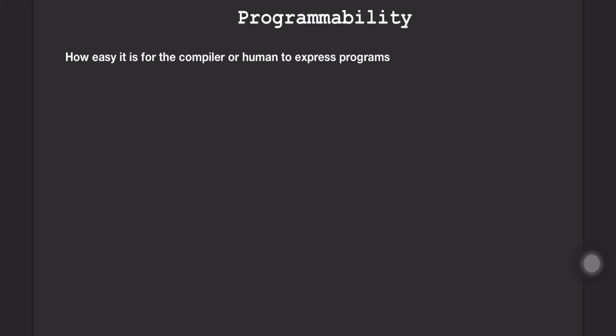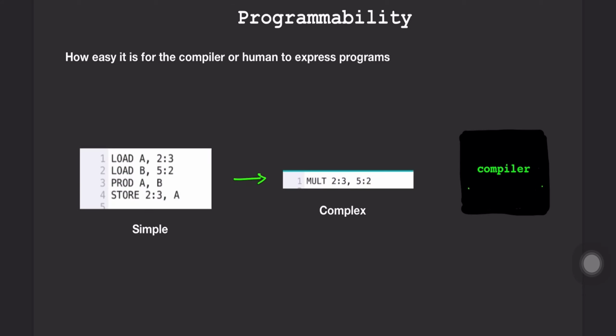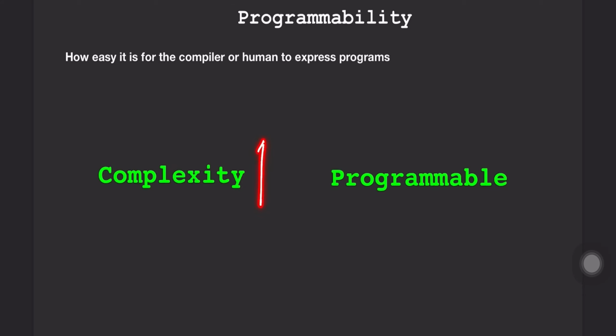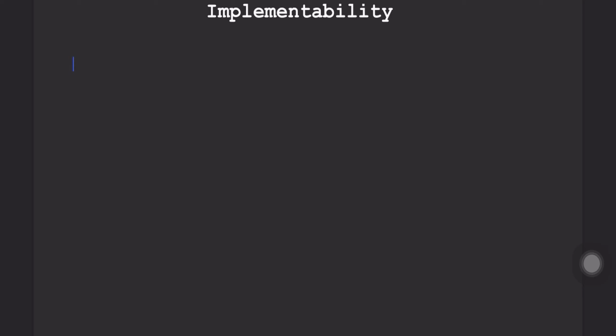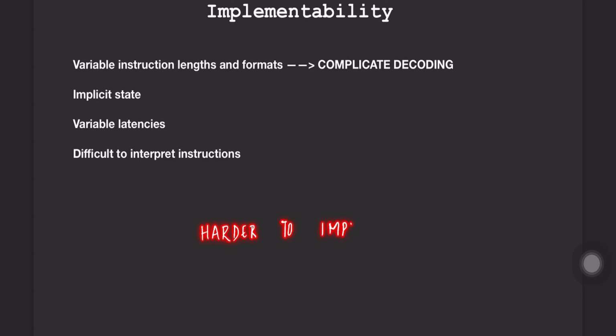Programmability. Programmability can be defined as how easy it is for a compiler or a human to express programs. Compilers are good at breaking complex structures into simpler ones, but are not good at combining simple instructions into complex ones. Therefore, architectures with higher complexity are more programmable. Implementability. Certain ISA features such as variable instruction lengths and formats, implicit state, variable latencies, and difficult-to-interrupt instructions make the program less efficient to implement.